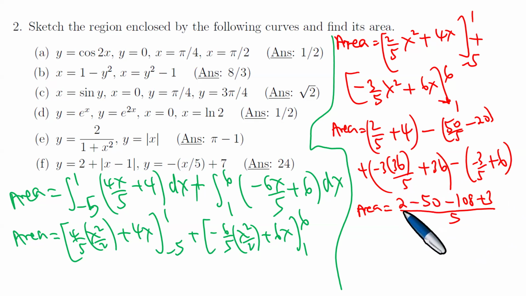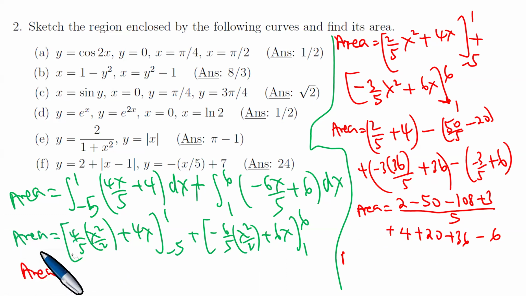Then we deal with the others that are like whole numbers. So we have the 4. We have the 4 plus 20, and then you have a 36. And then you have exactly a -6. So that's the area.